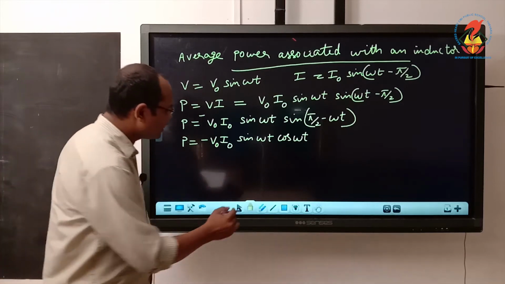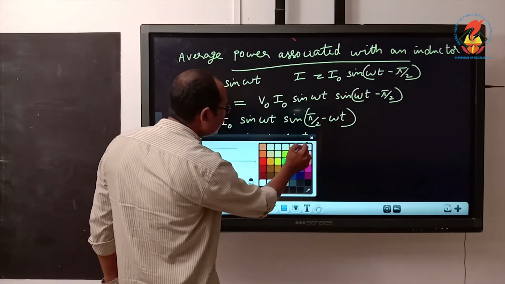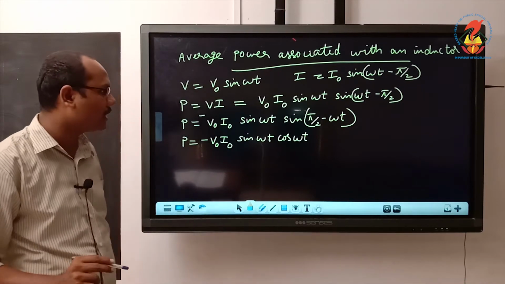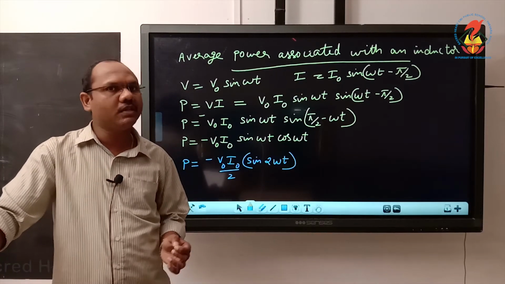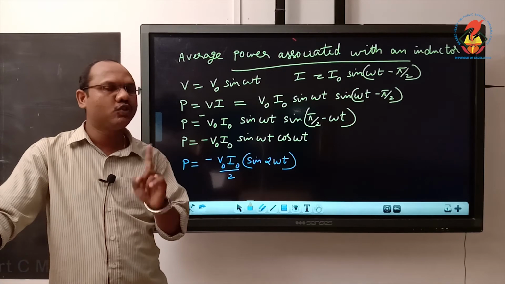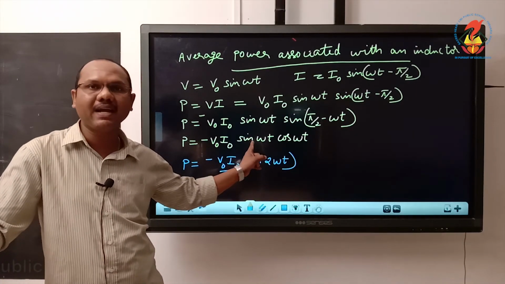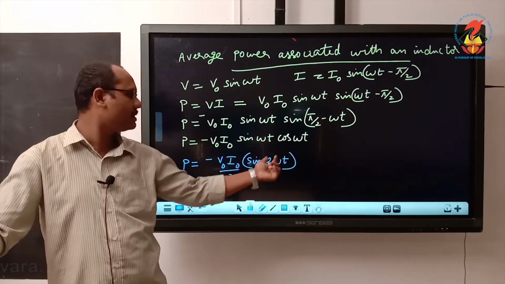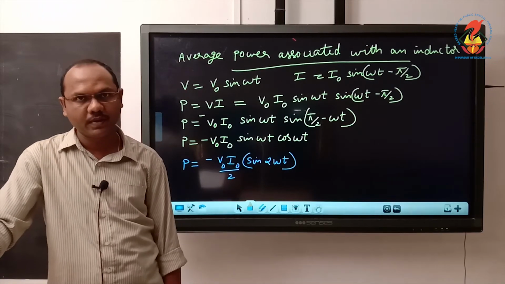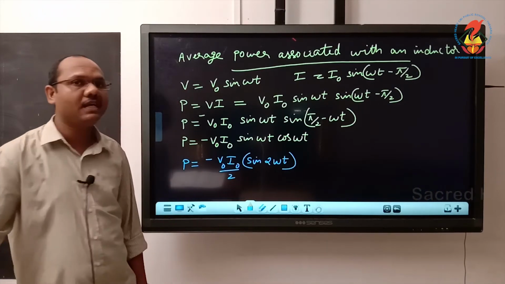Now what is sine 2 theta? Sine 2 theta is 2 sine theta cos theta, right? So here I can write P is equal to minus V0 I0 by 2 sine 2 omega t. You got it? I used the trigonometric equation sine 2 theta is equal to 2 sine theta cos theta. So sine omega t cos omega t can be written as sine 2 omega t by 2. So this is the equation for the instantaneous power.